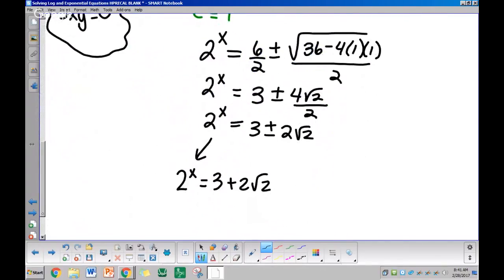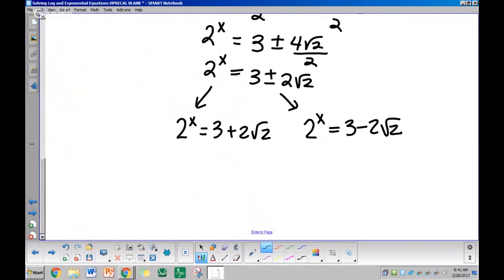All right, then what's the other equation going to be? 2 to the x equals 3 minus 2 root 2. Now, what are you suspecting about 3 minus 2 root 2? What kind of number do you think that might be? Root 2 is 1.414 times 2. Is that bigger than 3, less than 3? It's 1.17. 3 minus 2, so it's a positive number, isn't it? So we're okay.